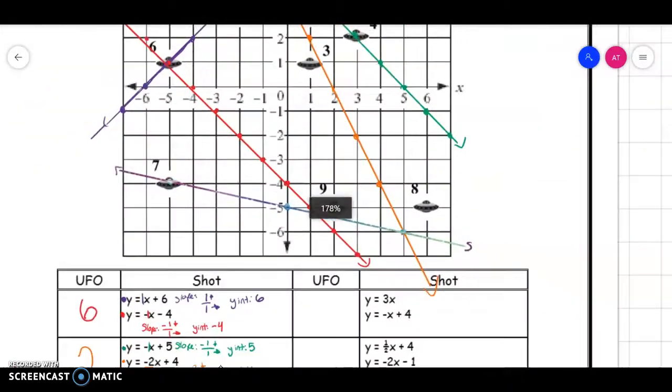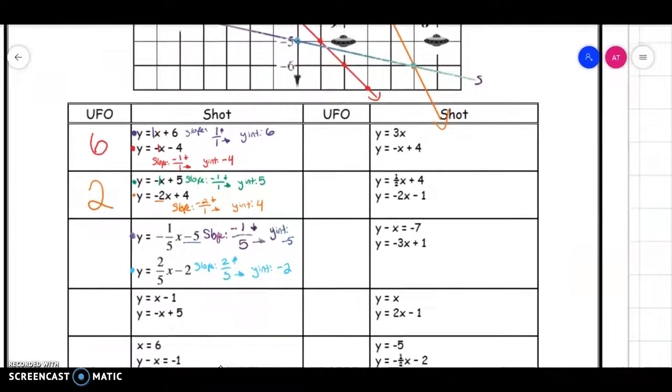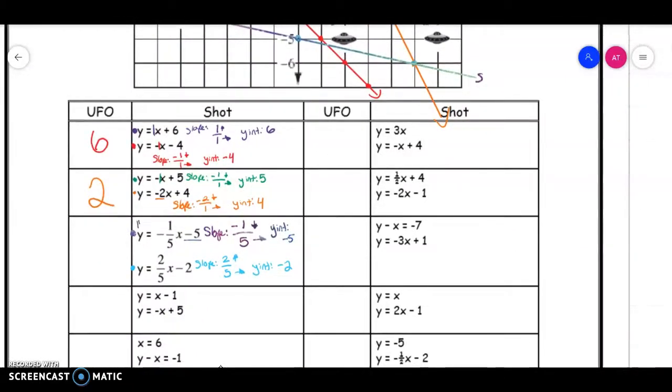So there's my first one. So far it hit 7. So I'm going to put a little mental note, number 7 it hit. That way, especially if you're not using different colors, it can be hard sometimes.